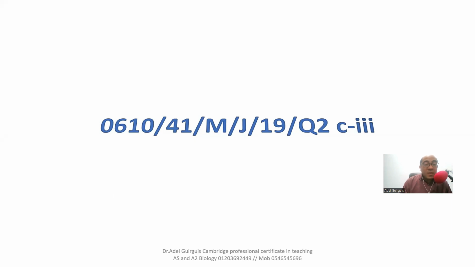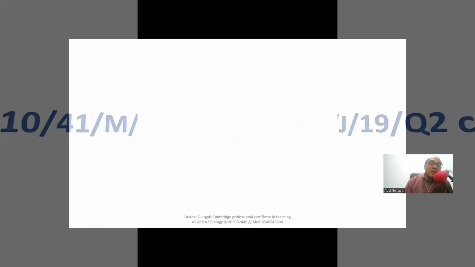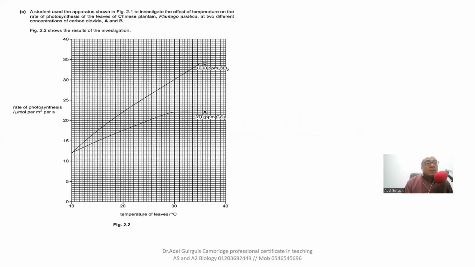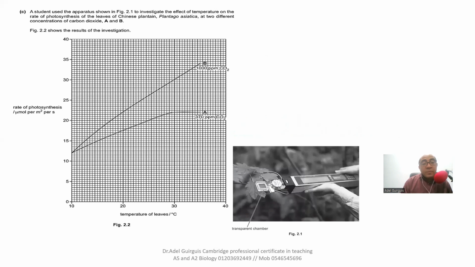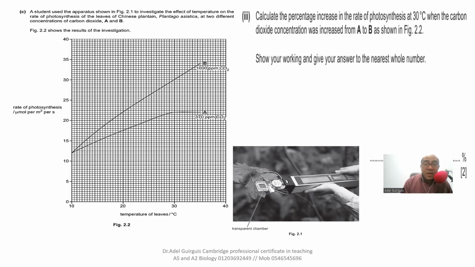Let's see this problem coming from paper 4 variant 1, May/June 19, question 2C triple I. A student used the apparatus shown in figure 2.1 to investigate the effect of temperature on the rate of photosynthesis of leaves of Chinese plantain, Plantago asiatica, at 2 different concentrations of carbon dioxide, A and B: 370 parts per million CO2 at A and 1000 parts per million CO2 at B. Please calculate the percentage increase in the rate of photosynthesis at 30 Celsius when the carbon dioxide concentration was increased from A to B, as shown in figure 2.2. Show your working and give your answer to the nearest whole number.